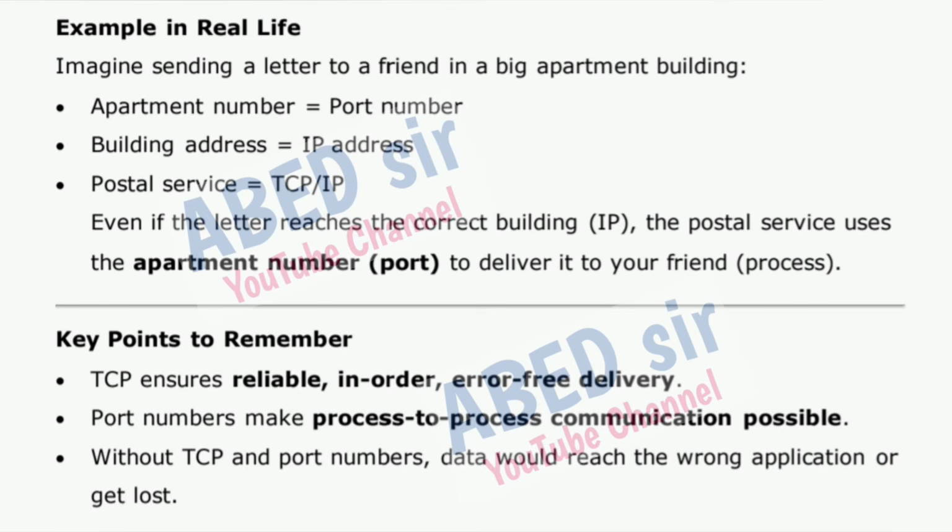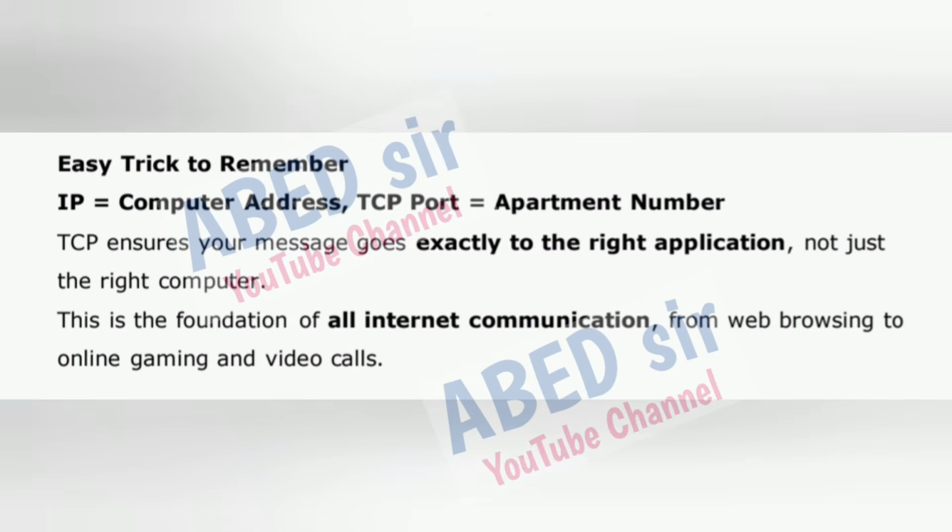Key points to remember. TCP ensures reliable, in-order, error-free delivery. Port numbers make process-to-process communication possible. Without TCP and port numbers, data would reach the wrong application or get lost. Easy trick to remember. IP is equal to computer address, TCP port is equal to apartment number. TCP ensures your message goes exactly to the right application, not just the right computer. This is the foundation of all internet communication, from web browsing to online gaming and video calls.